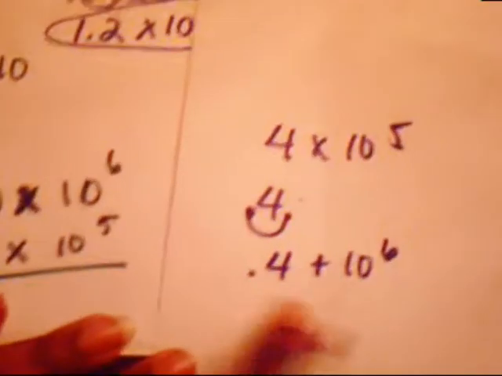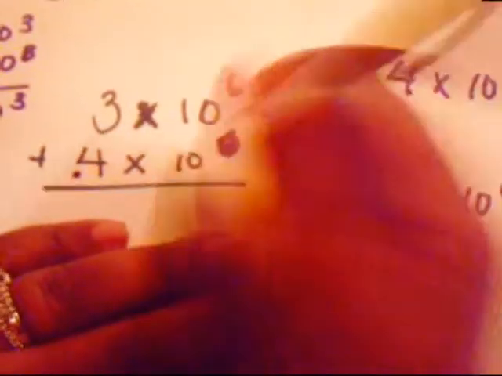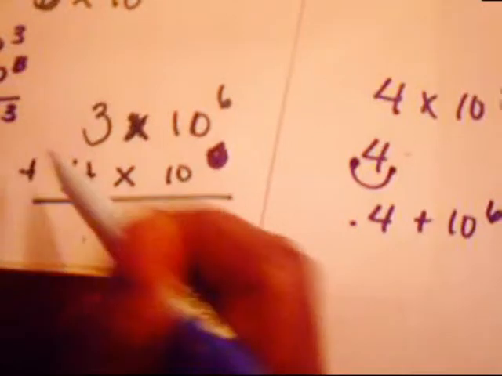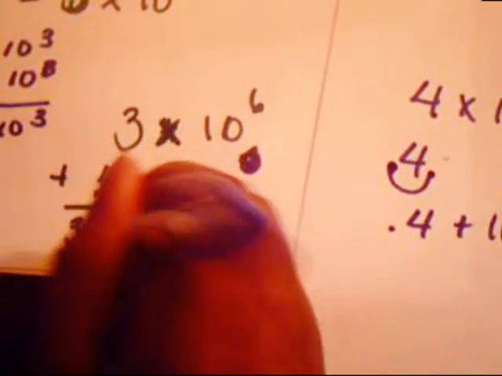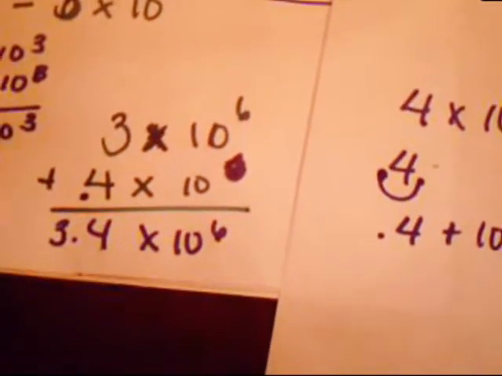Okay? So now I can make those changes in here. This is 0.4, and this is to the 6th power. Keep your bases the same, so that's times 10 to the 6th. And 3 plus 0.4 will be 3.4. And we're good because this decimal is greater than 1 but less than 10.